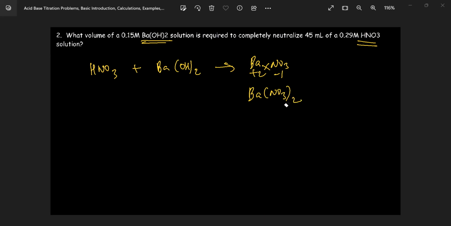In case you don't know that, this method will be helpful for you. So now let us directly write barium nitrate, Ba(NO3)2, and obviously salt plus water, so this is H2O. Now we will have to balance this equation. The balancing can be done very easily here.